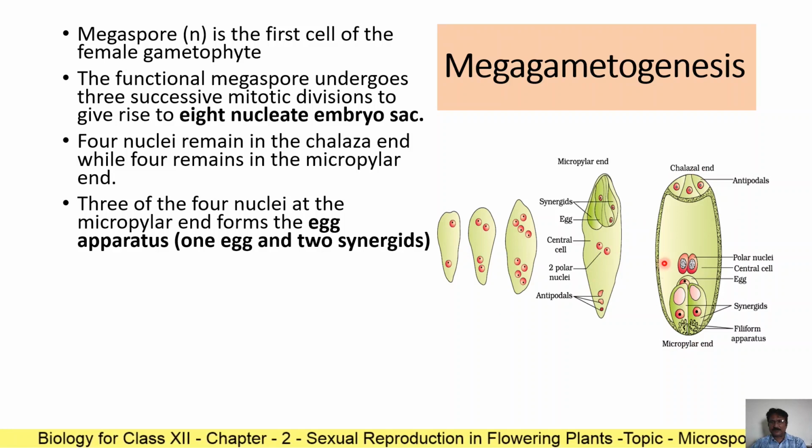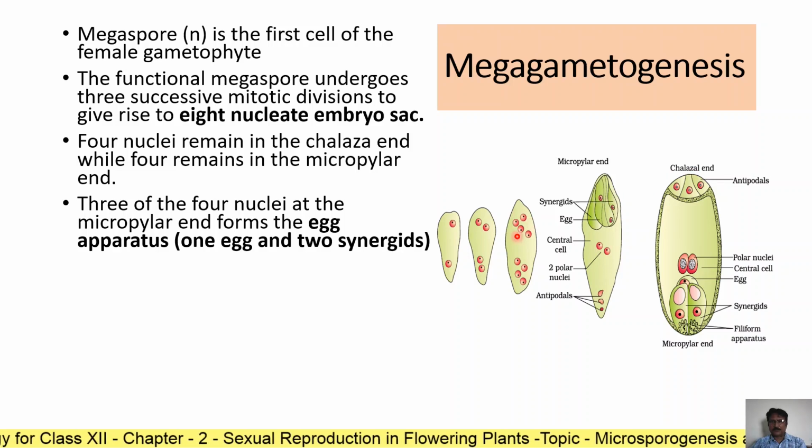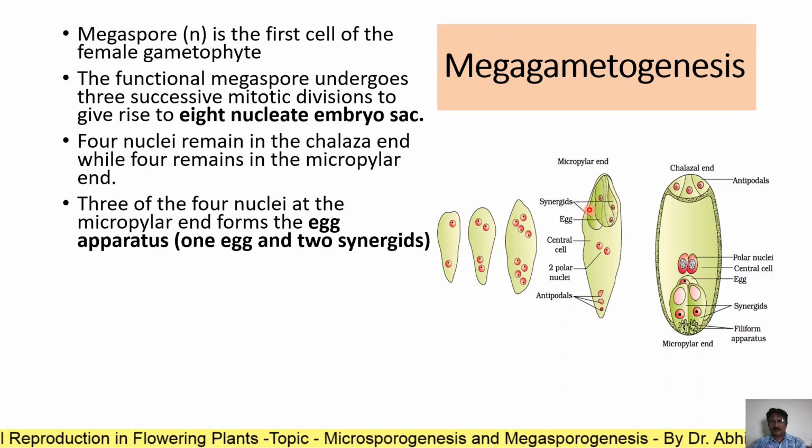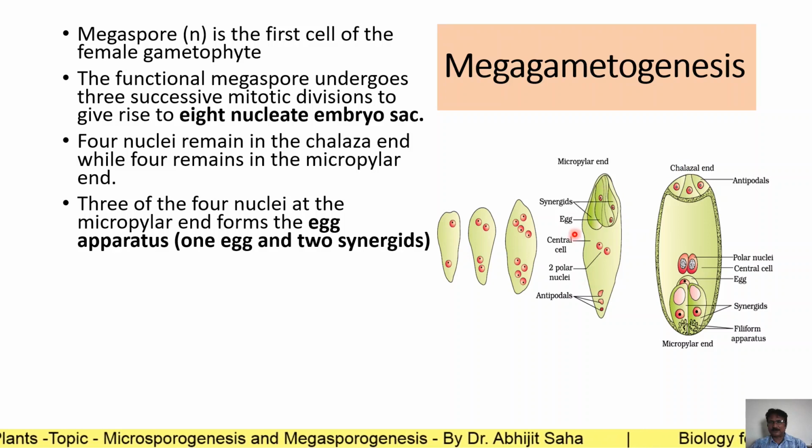Now this is the structure of a mature ovule. What happens? Out of these four, one nucleus from each quartet migrates to the center. As you see here, one has migrated to the center, and three remain as antipodals at the chalaza end, and three remain at the micropylar end, which is called the egg apparatus. Now this diagram is reversed here; it can be reversed or upside down.